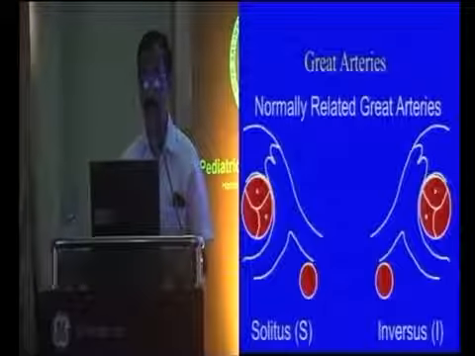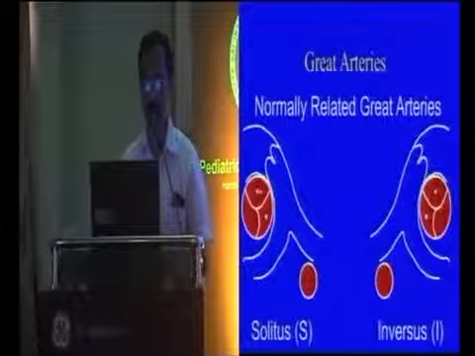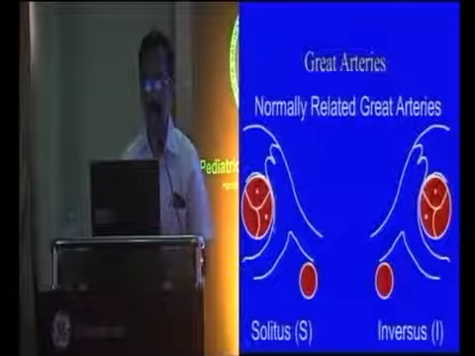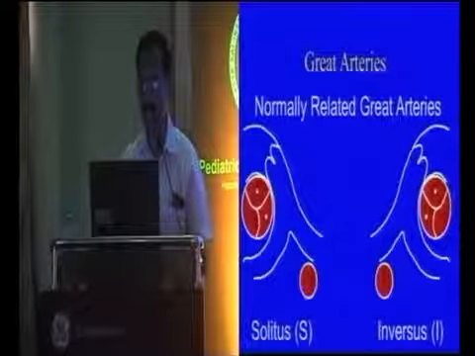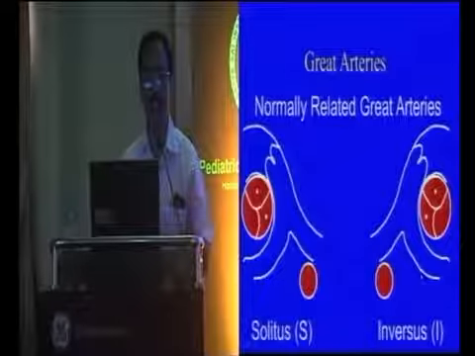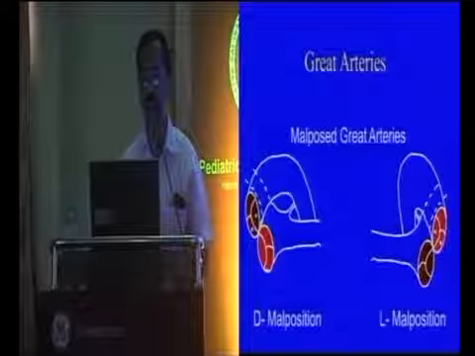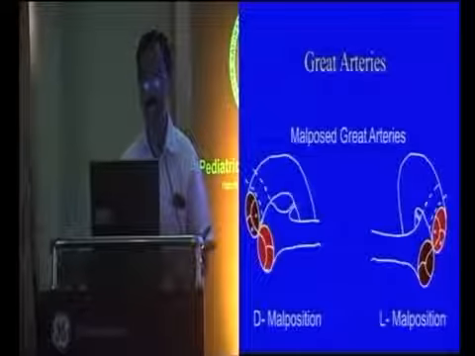So this is what happens. If you take a cross section, you see a cup and saucer. The aorta is in the center and the RV outflow tract spirals around like this. This is in situs solitus and this is in situs inversus. It is normally related great vessels. If it doesn't do that, and if the great vessels are parallel, it is malposed great vessels.